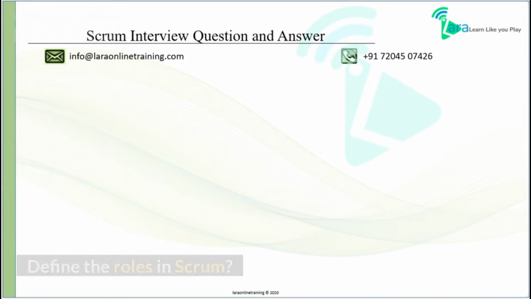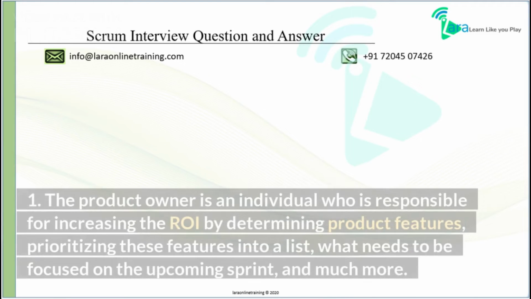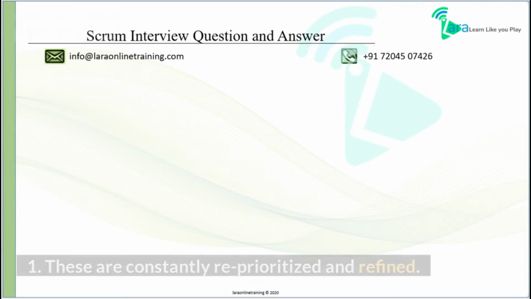2. Define the roles in Scrum. 1. Product Owner. The product owner is an individual who is responsible for increasing the ROI by determining product features, prioritizing these features into a list, what needs to be focused on in the upcoming sprint, and much more. These are constantly reprioritized and refined.